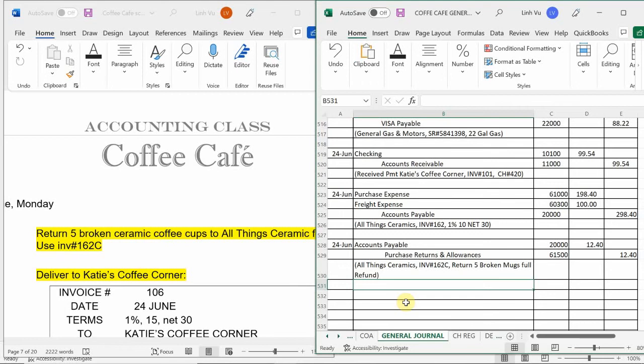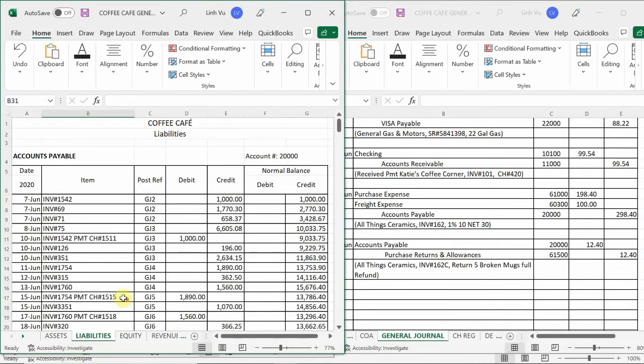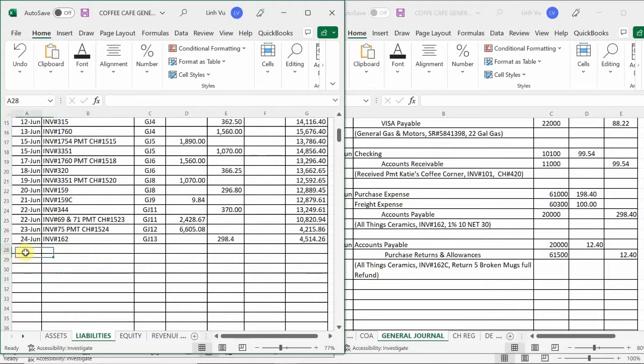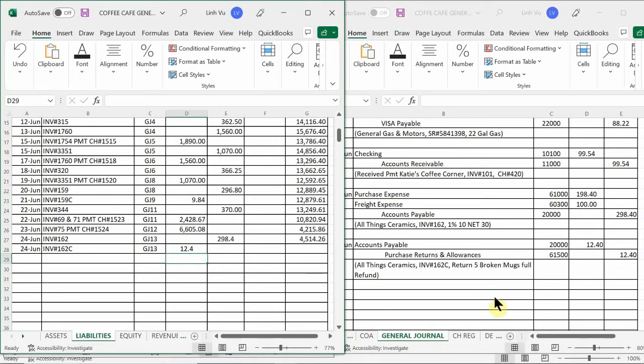So now that we did my journal, what's next? You're going to go to your ledger. Yes, because in this case, I need to reduce my liabilities. By $12.40. So how much do I owe now? $4,501.86. Good.